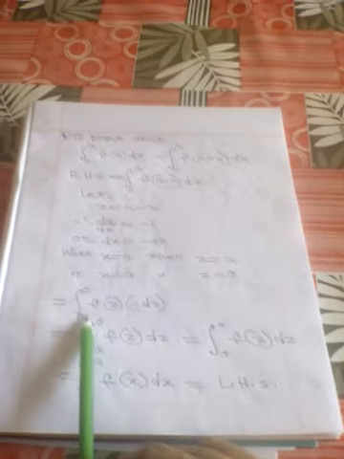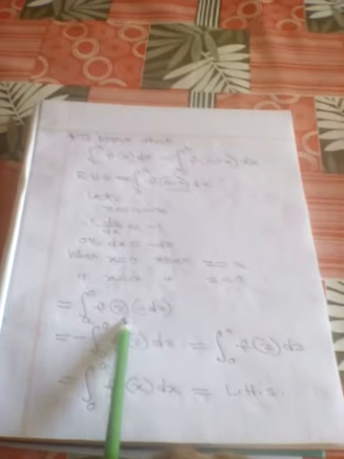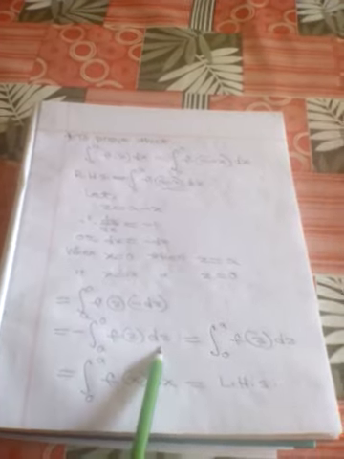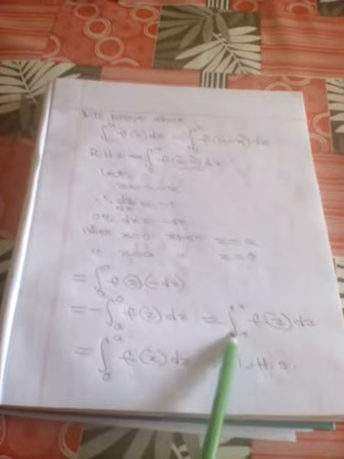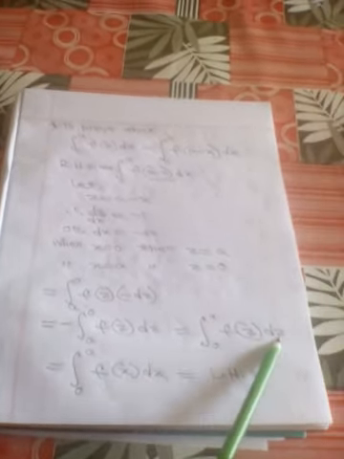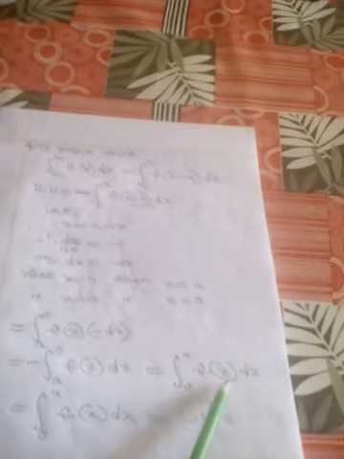Integral a to 0 f of z times minus dz. Take the minus out: minus integral a to 0 f of z dz equals, this minus will change the limit again. A to 0 will be replaced by 0 to a because of the minus. Integral 0 to a f of z dz.